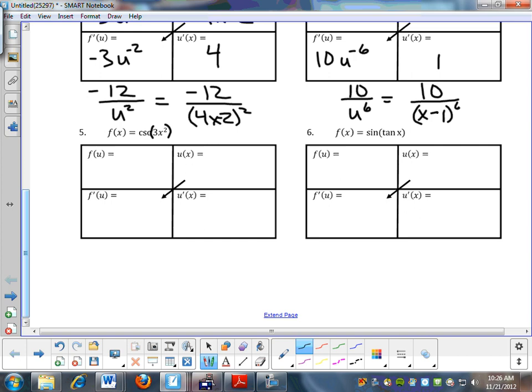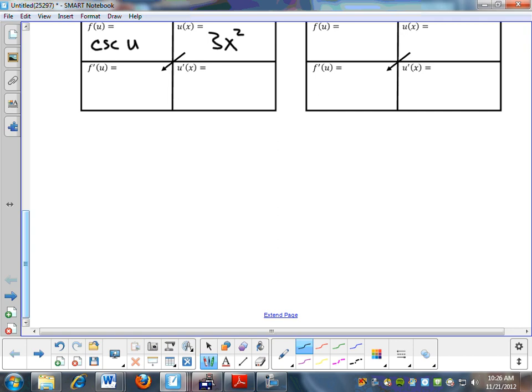This is not cosecant squared. This is cosecant of 3x squared. What's the inside? 3x squared. What's the outside? Cosecant of u. What's the derivative of cosecant of u?